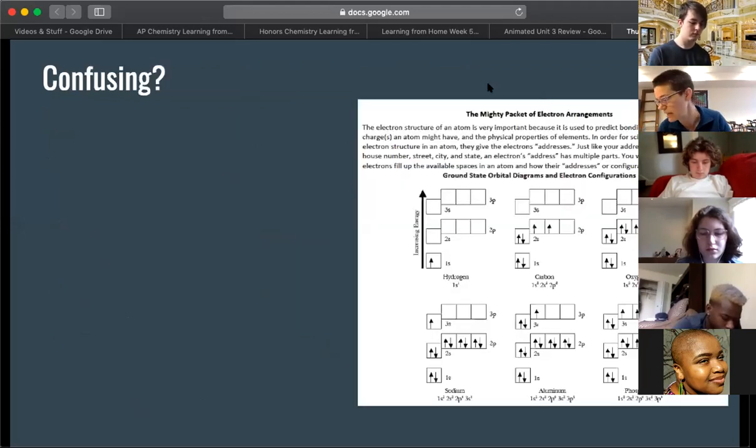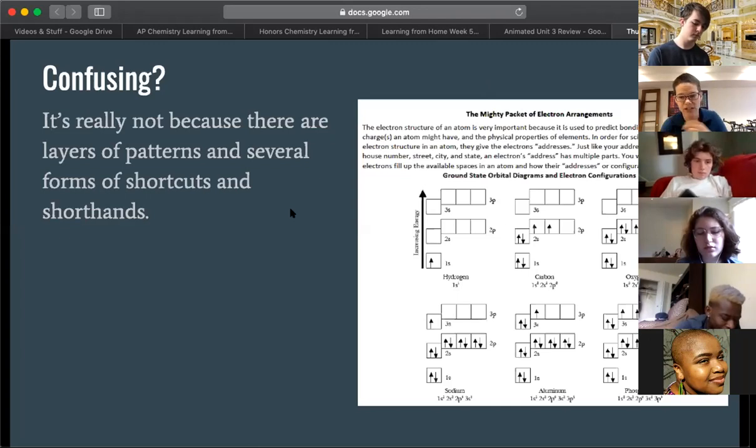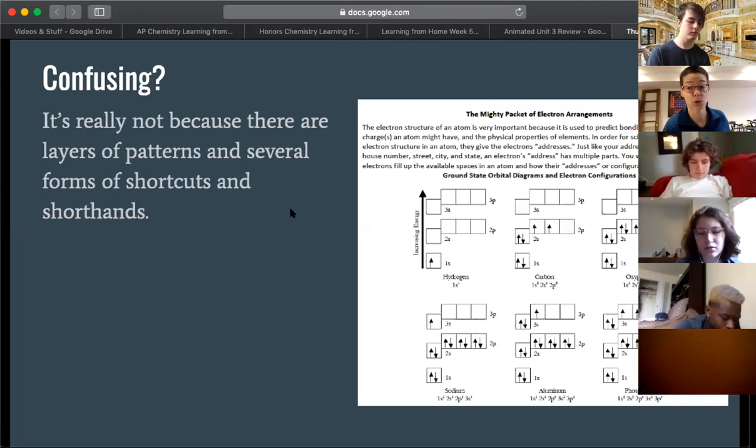So this can be a little confusing, but that's why I actually think that section 5.4 doesn't give you enough information to understand what they're trying to give you. So that's why I've created these other two packets. This first one, which I did send the file of in case you lost yours, I sent it through Remind, but that's the one you need to be looking for. So it's really not actually that confusing because there are patterns. There's so many patterns, and there's several shorthands and shortcuts to all of this.